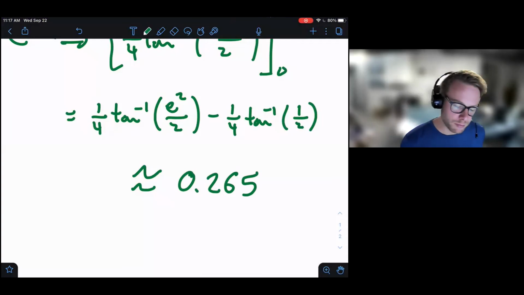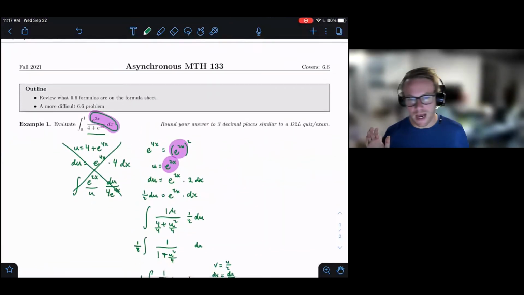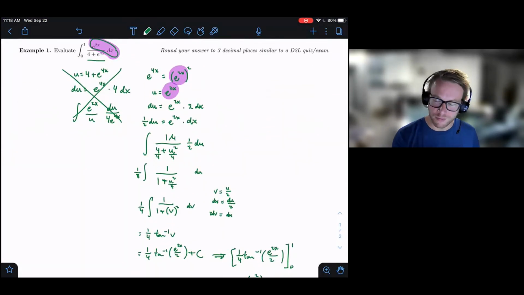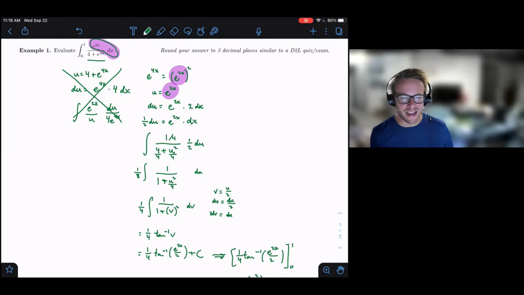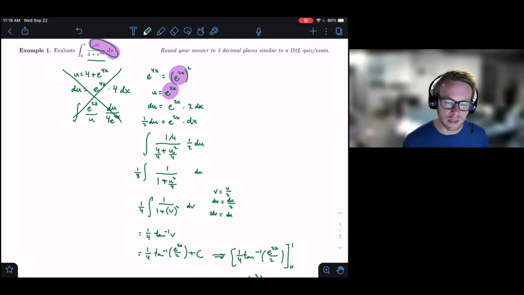There is a difficult problem from our 6.6 world. Again, this combined a u substitution, and actually we ended up using 2 u substitutions just because of the way that it lined up, it didn't exactly get arctangent. But at the heart of this, we needed to use arctangent. That's the new thing that we learned in 6.6, and that's what we needed to solve this problem.